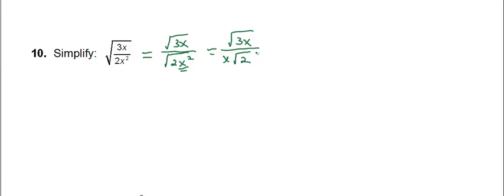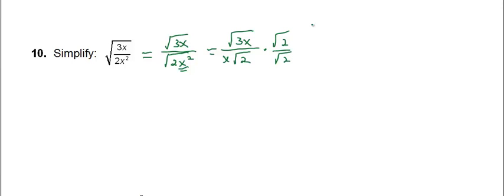Now, our fraction isn't simplified. The reason it isn't simplified is because we have a radical in the denominator. We need to find a way to change or rationalize our denominator. So the way we're going to do that is multiply numerator and denominator by whatever it takes to make the factor in the denominator a perfect square. So in this case, we're going to multiply numerator and denominator by the square root of 2.